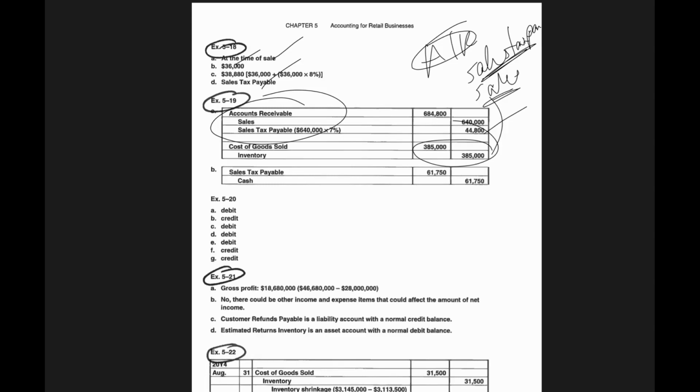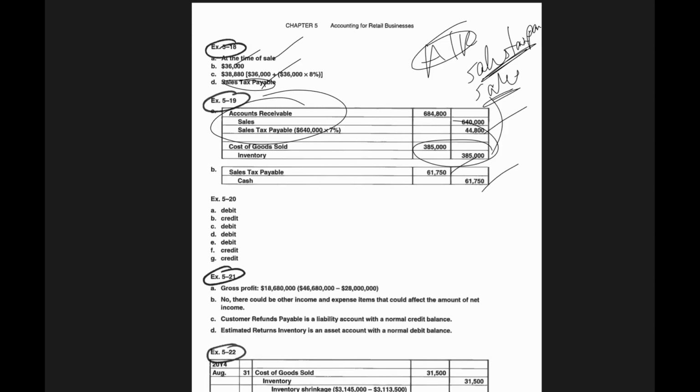And then just as we had talked about with number 18, when you actually have to remit it, you will debit this sales tax payable and credit cash. So in this case, they said $61,750 was due to the government.